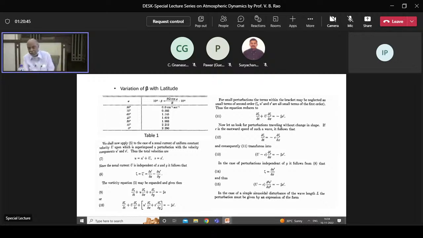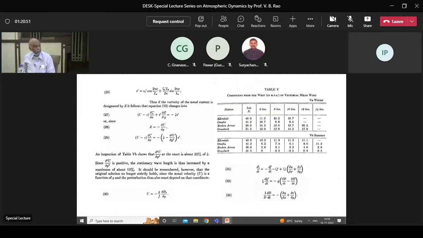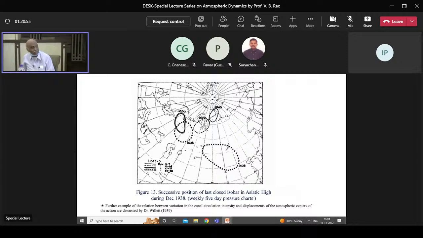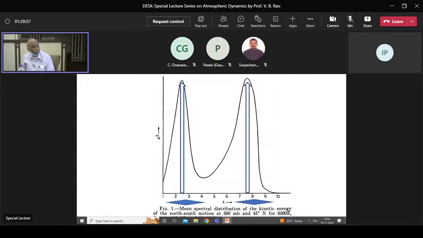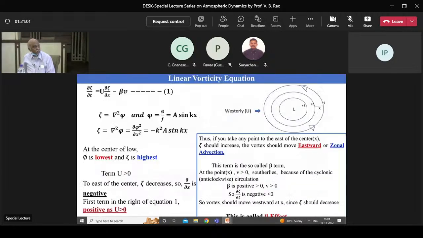This must be the next slide. There's a figure I prepared. This one? So my figure, to explain, now, this is the simple linear equation of the Rossby wave.